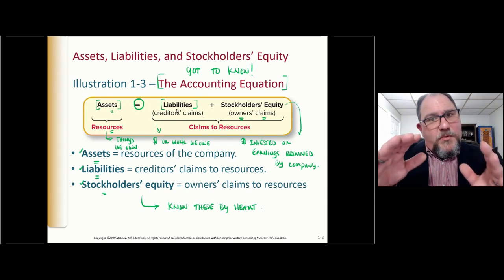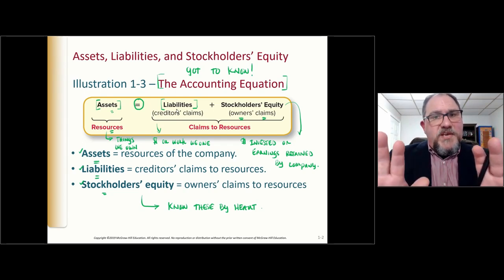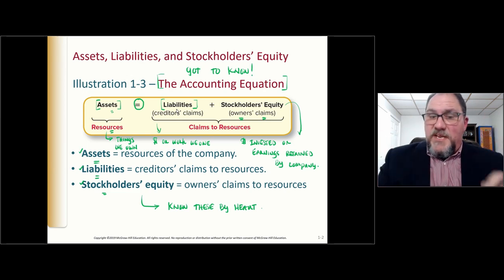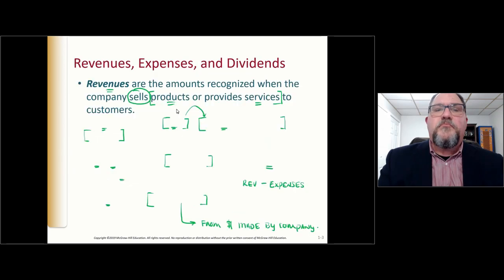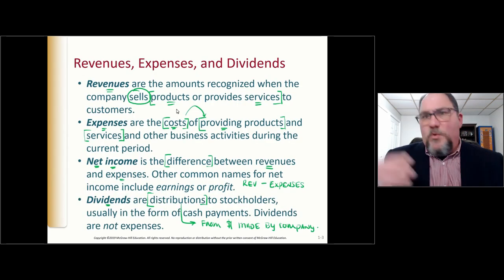If you took the accounting equation and you put assets over here and then liabilities and stockholders' equity, you would have a balance sheet. Okay? And it has to balance. That's the name. Got to know it by heart. Okay? A couple other terms you're going to need to be familiar with in order for us to do debits and credits.